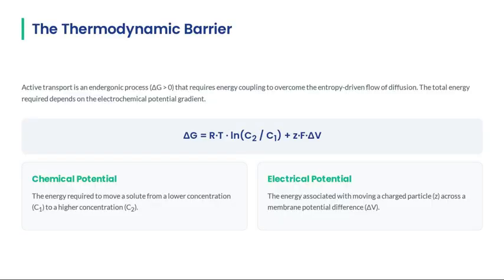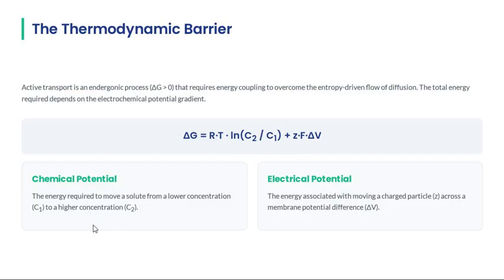Okay, so there's something called a thermodynamic barrier, and when we talk about active transport, it is an endergonic process, and that means it requires energy coupling to overcome the entropy-driven flow of diffusion, and the total energy required depends on the electrochemical potential gradient there is. So the change in G, which is the changing gradient, is equal to R times T times the ln of C2 divided by C1 plus Z times F times the change in V.